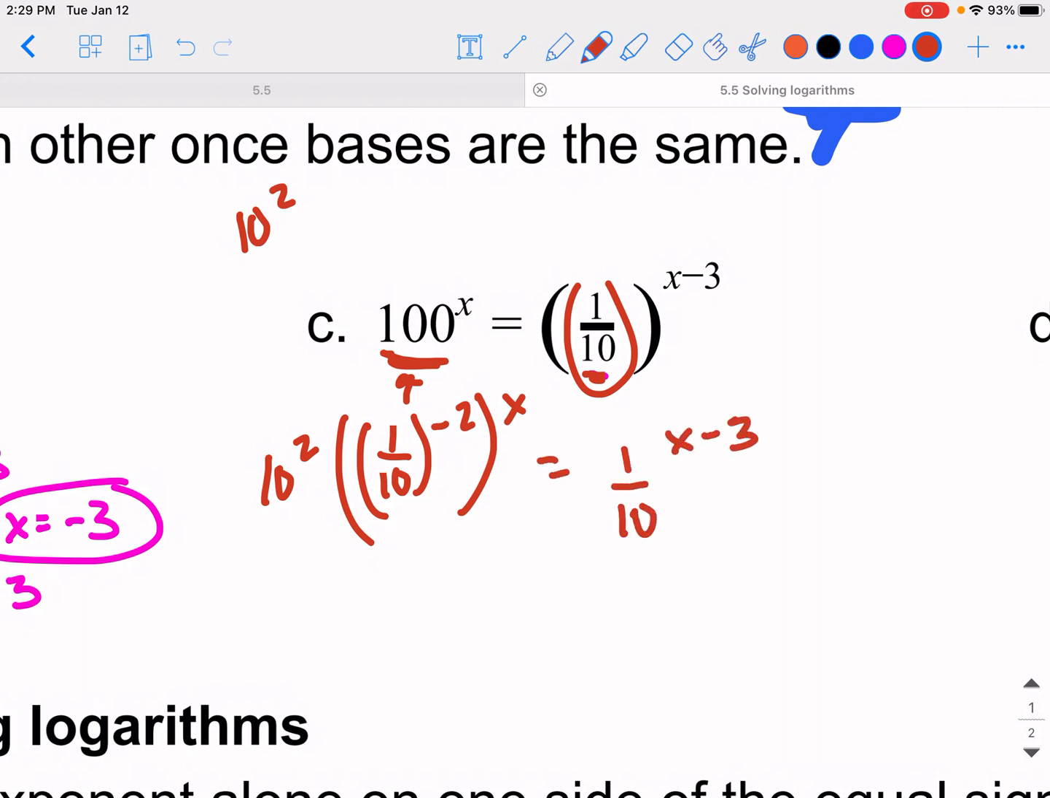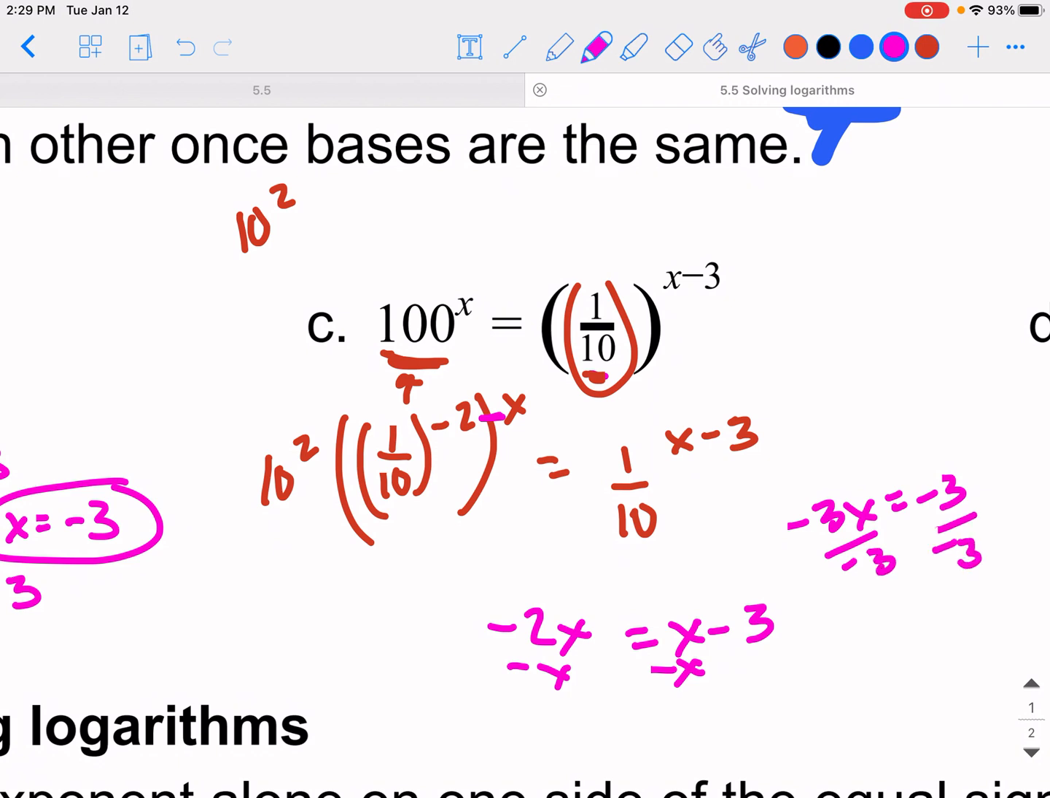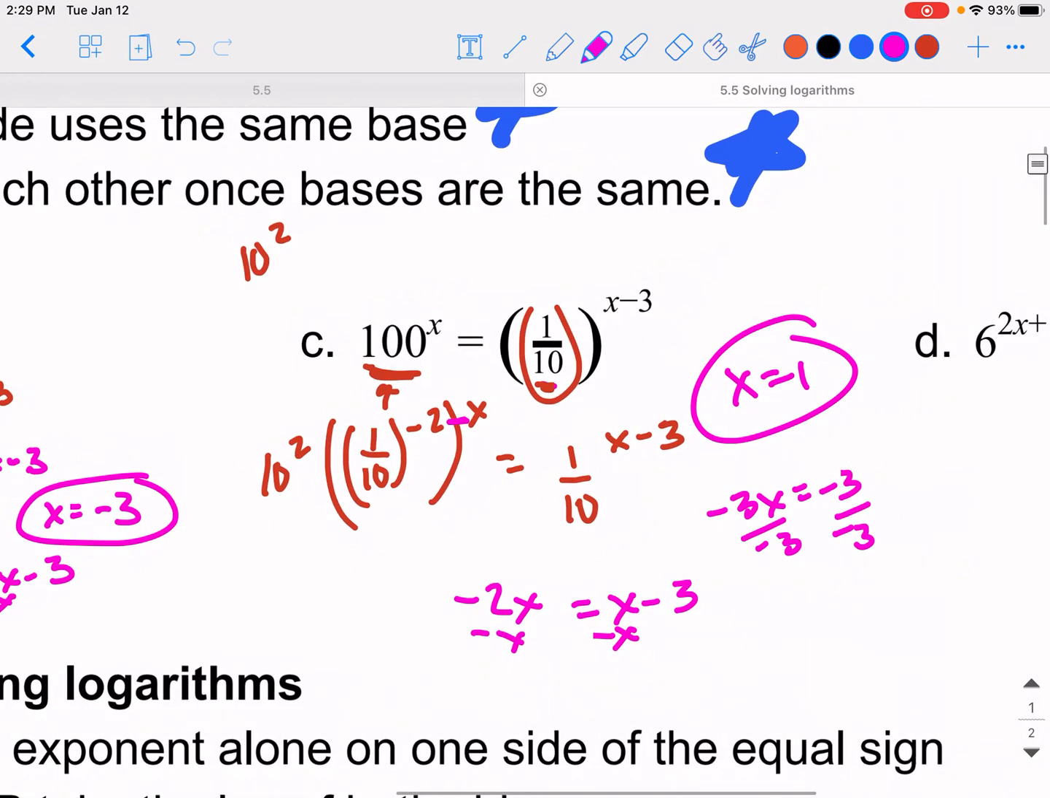So now I have the same base. So we have negative 2x equal to x minus 3. Solve, get x by itself on one side. So negative 3x is equal to negative 3, divided by negative 3. And we get x equal to 1. And you can always verify that. You'd have 100 to the first, which is just 100, and 1/10 to the 1 minus 3, which is negative 2, and we already knew that 1/10 to the negative second is 100, so we're good.